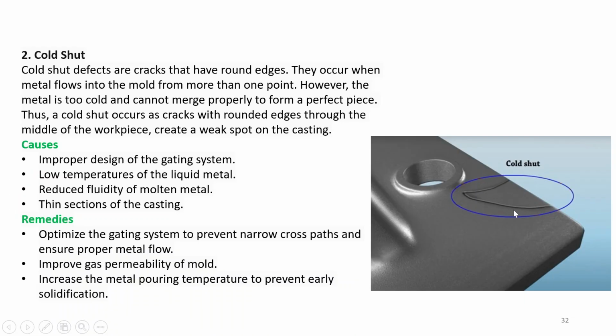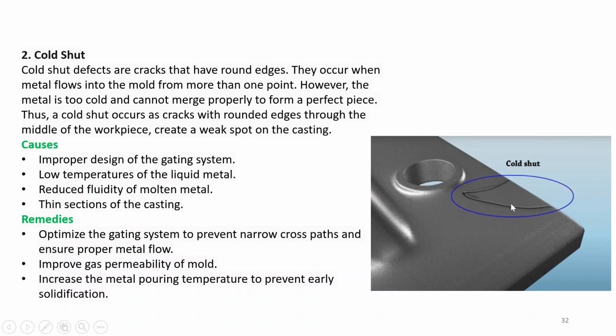Cold shut as shown here. So in this case, these defects are cracks which have round edges, and these occur when metal flows into the mold from more than one point. However, the metal is too cold and cannot merge properly to form a perfect piece. Thus, a cold shut occurs as cracks with rounded edges through the middle of the workpiece, and it creates a weak spot on the casting.